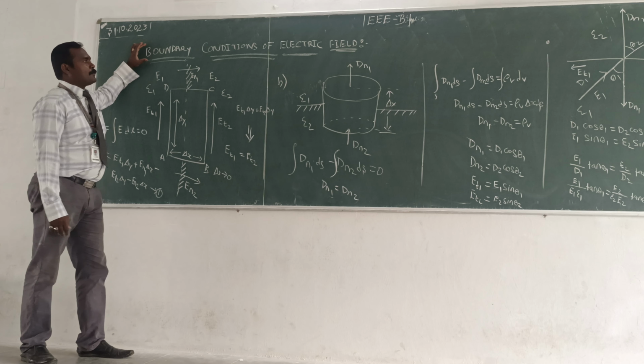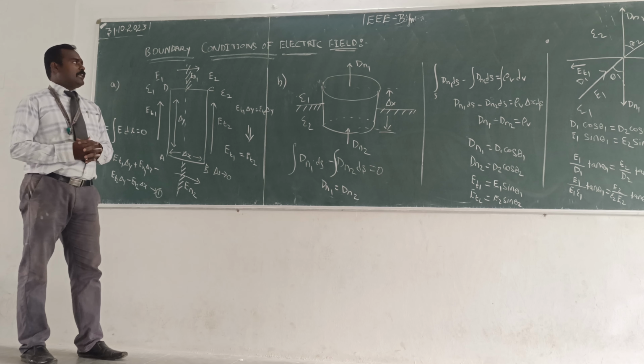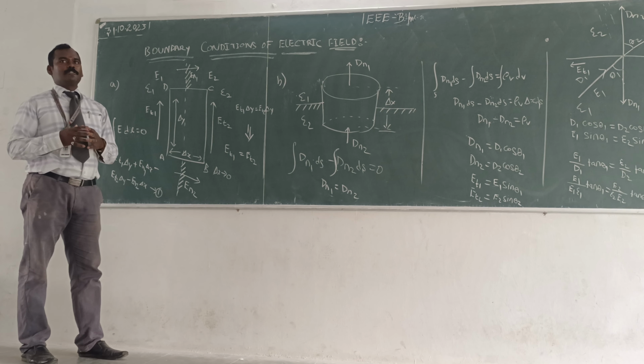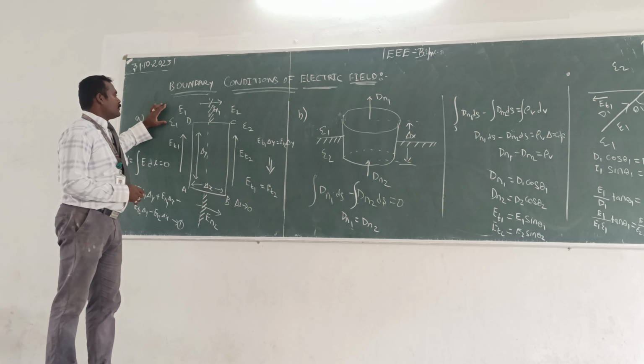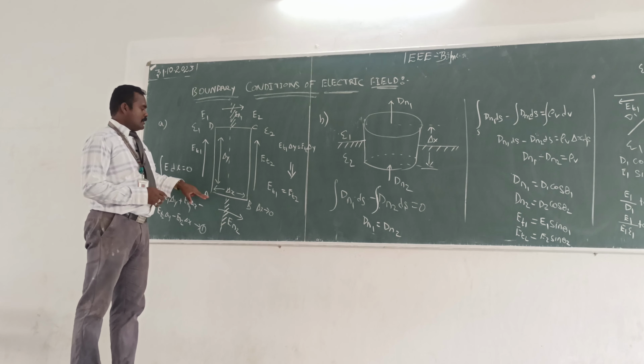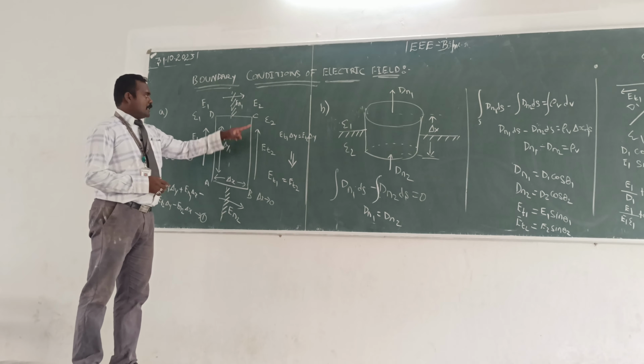We are going to discuss the boundary conditions of the electric field. Here we are going to consider two different cases: one is the electric field intensity, and the other is the electric flux density. For case one, we are considering one pillbox, the rectangle A, B, C, D.